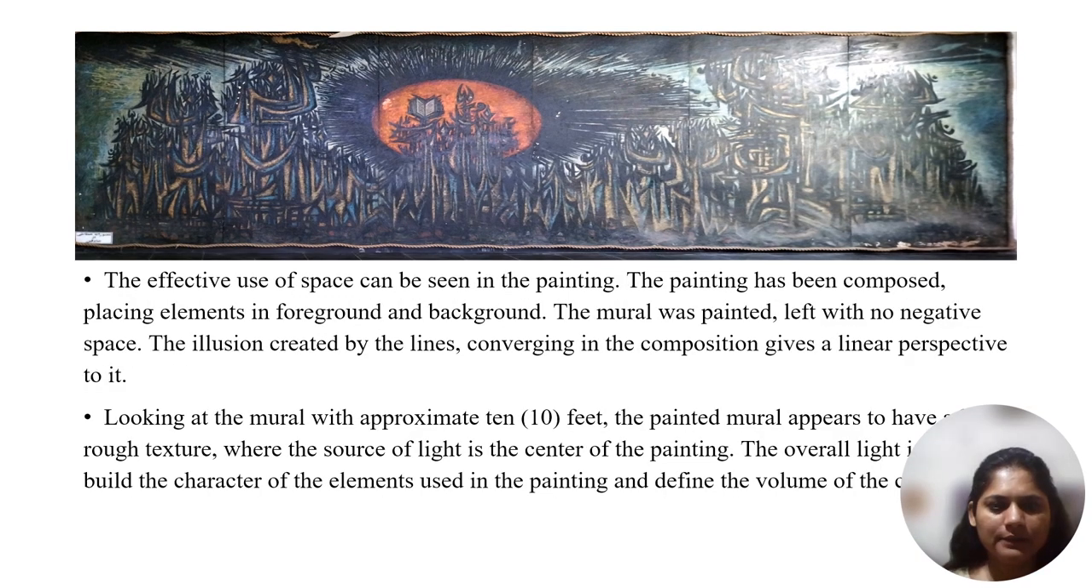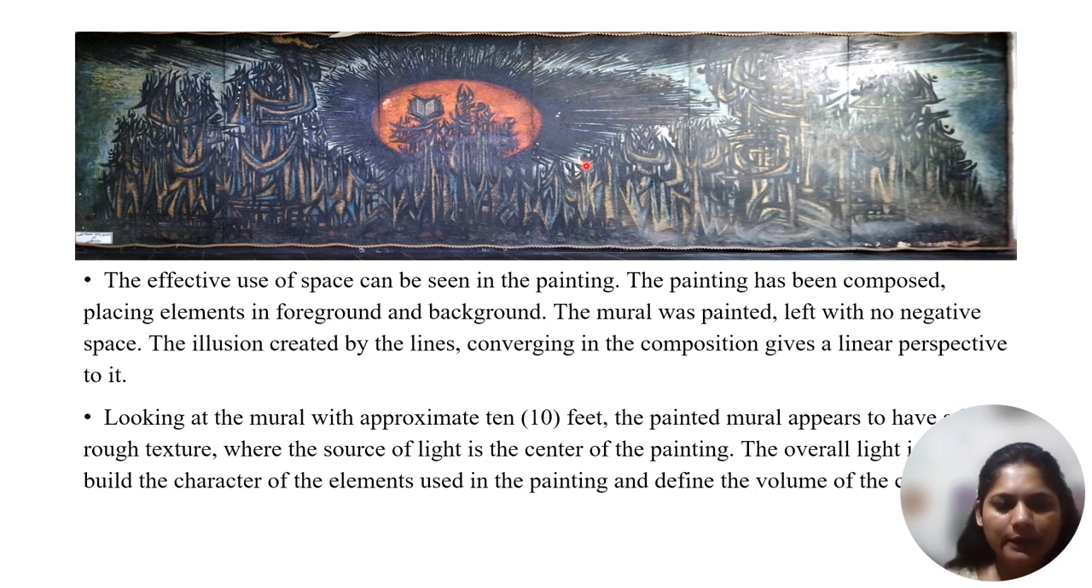The effective use of space can be seen in the painting. The painting has been composed placing elements in foreground and background. The mural was painted with no negative space left. The illusion is created by lines converging in the composition, giving a linear perspective to it.